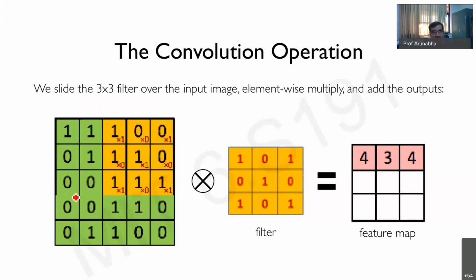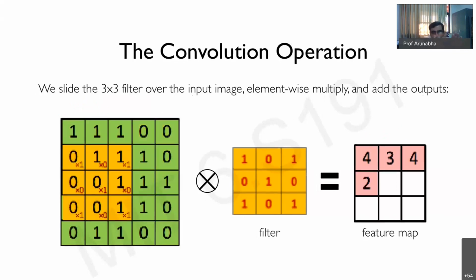Now again I move one step this side, and again I do that math here. So 1, 0, 0, 0, 1, 0, 1, 0, 1. So 1, 2, 3, 4. So again, you get 4, right? So this is how you keep on doing this.